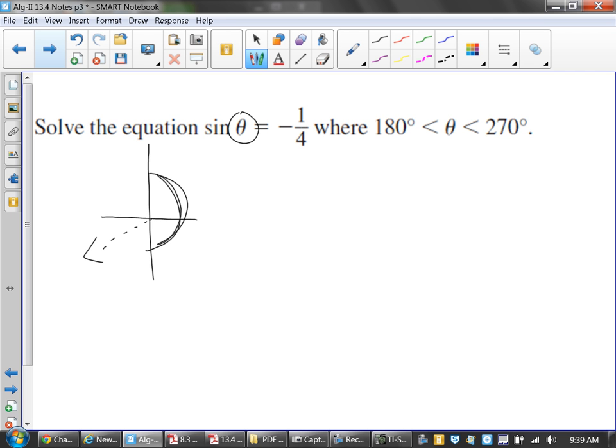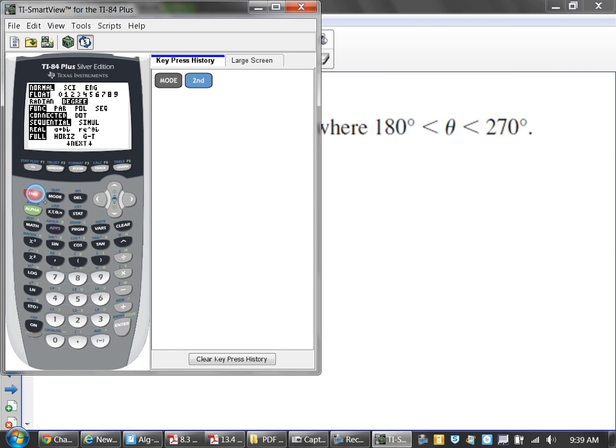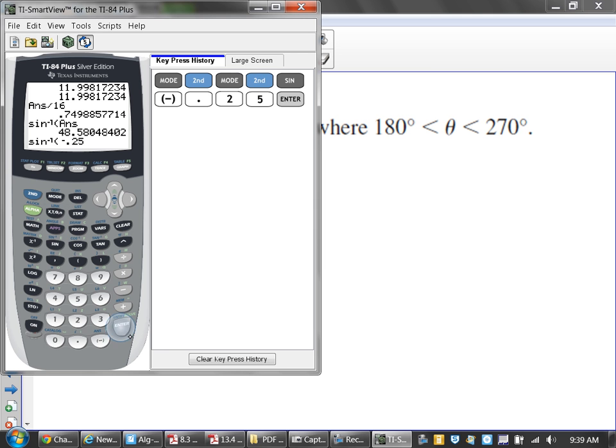Not inverse. Remember how we found all the different reference angles? Remember that? Vaguely. All right. Hit your button. Make sure you are in degree. What angle is going to give you a sine of negative quarter? What's theta? Inverse sine. I'm getting negative 14.48. Everybody agree?